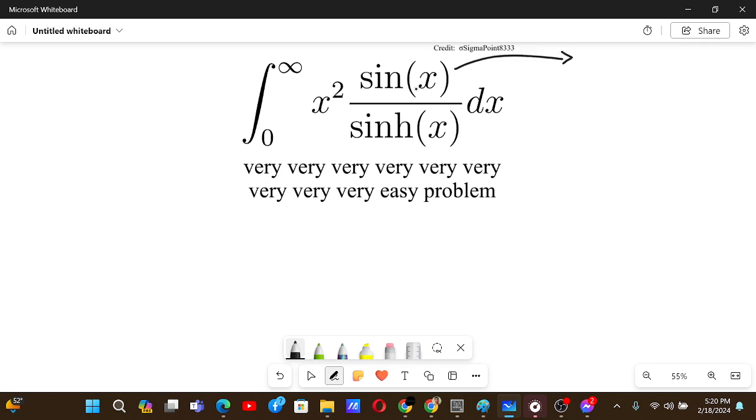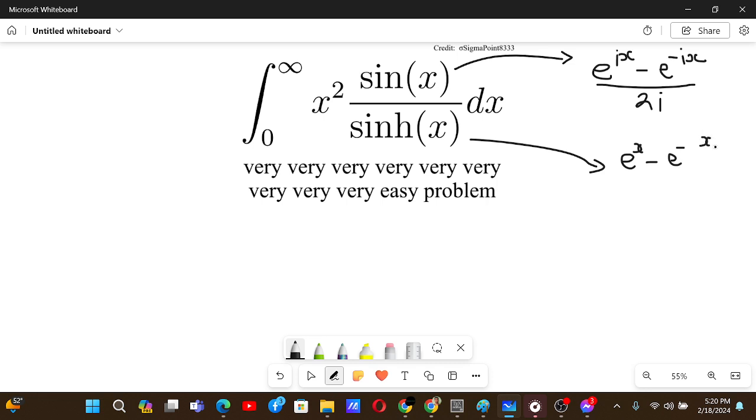So basically, sin x is e to the power ix minus e to the power minus ix by 2i. And this one over here, sinh x, is e to the power x minus e to the power minus x by 2. So we'll try to break these two functions in terms of these expressions.